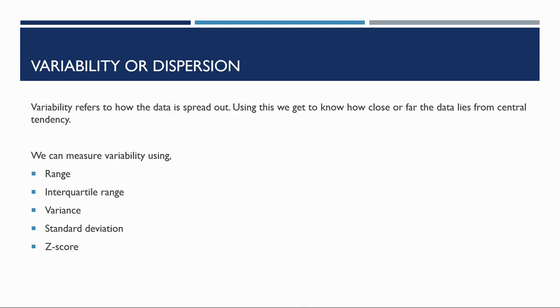The next type of descriptive statistics is variability or dispersion. Variability refers to how the data is spread out.